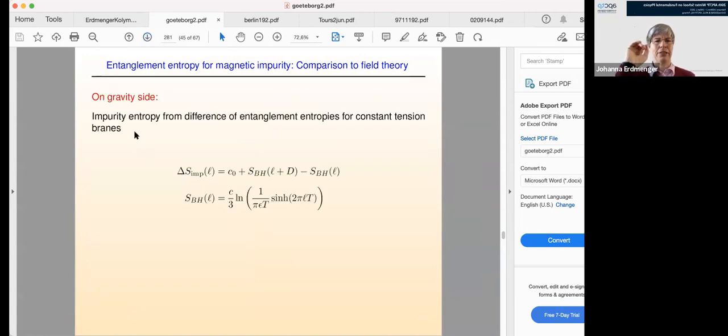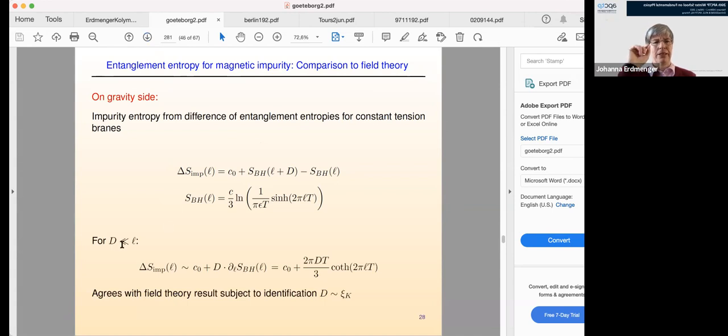Good. So now I calculate the impurity entropy from the difference of the entanglement entropies for constant tension branes, okay? And then this means I can use this Ryu-Takayanagi result for finite temperatures. And I consider the difference between the Ryu-Takayanagi result for this enhanced entangling region where I have this parameter D entering, which comes directly from this curved brane, and the original entanglement region. Okay.